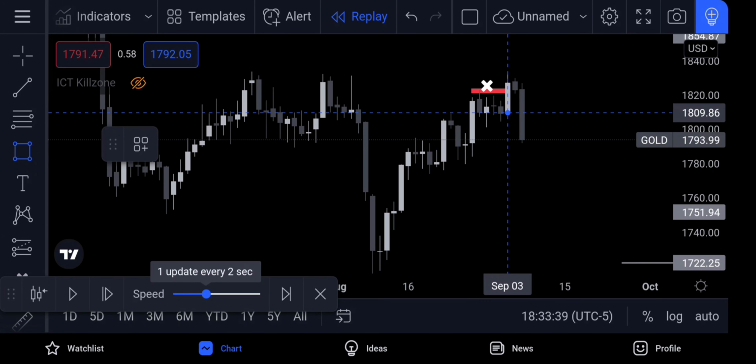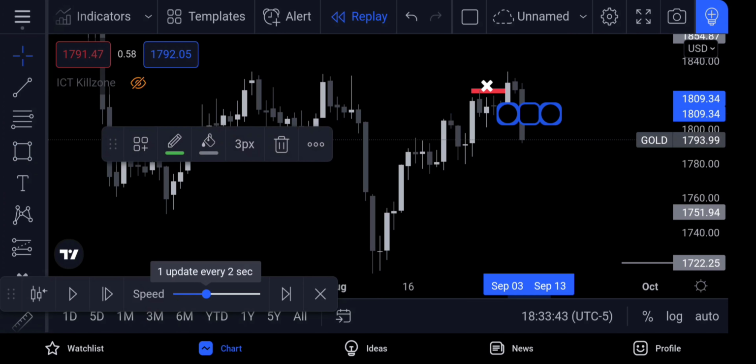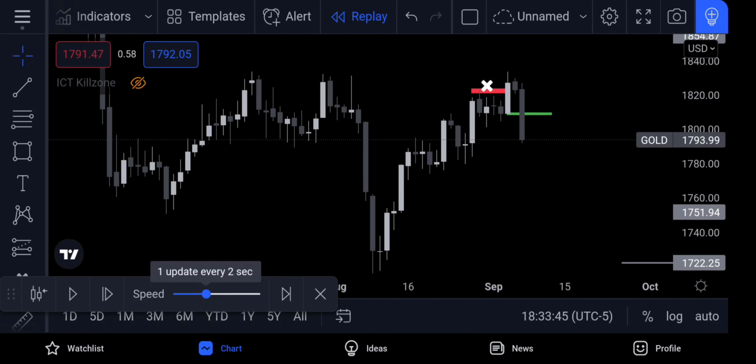So your entry point will be right here. So you will wait for price to tap back into this. Once it does, that will be your entry point. This will be considered a bearish order block setup.